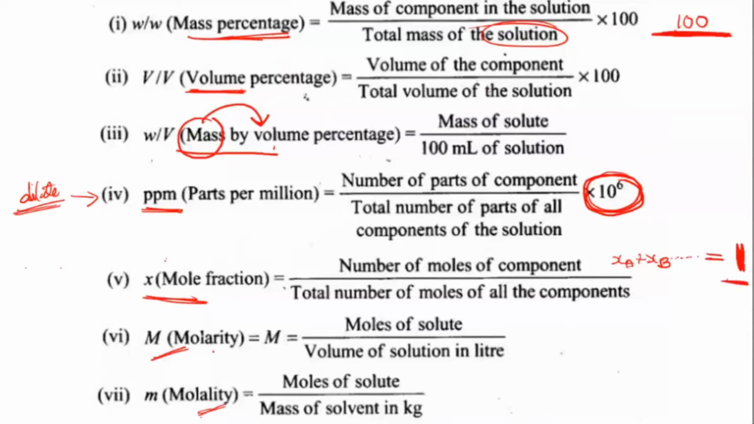And then these two are a little more important. Concentrate more on molarity and molality. Molarity means the number of moles of solute present in 1 liter of the solution. How much solute is present in 1 liter, that will come as molarity. If you're talking about the number of moles of solute present in 1 kg of the solvent, then that will be called molality. Okay, so these are the 7 concentration terms you have to learn.